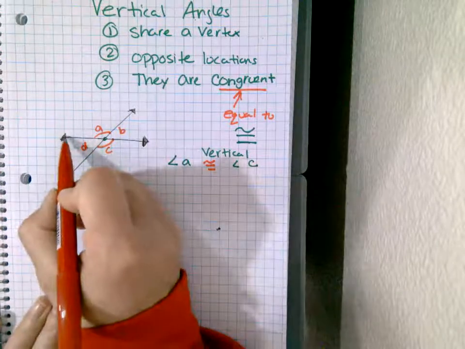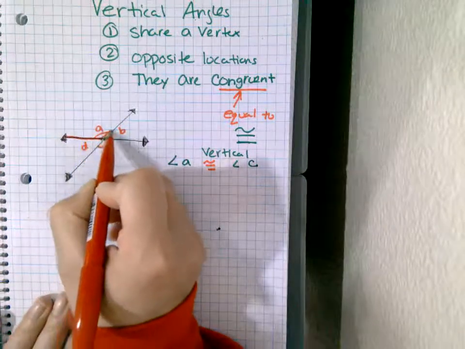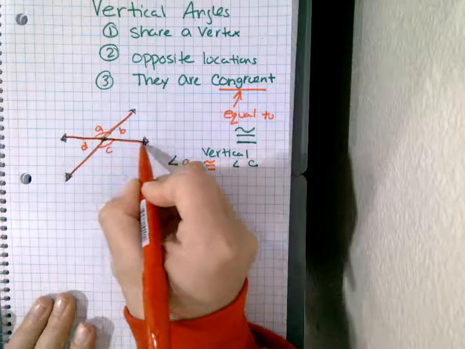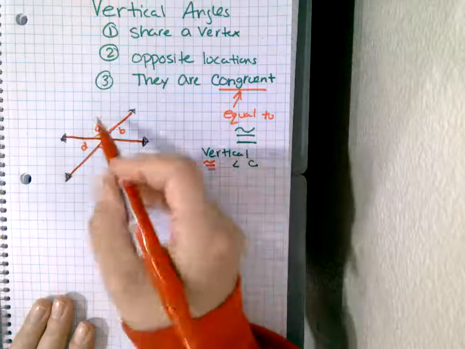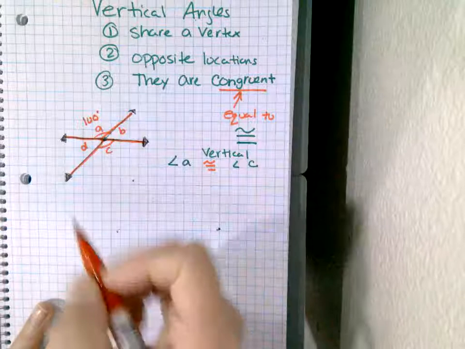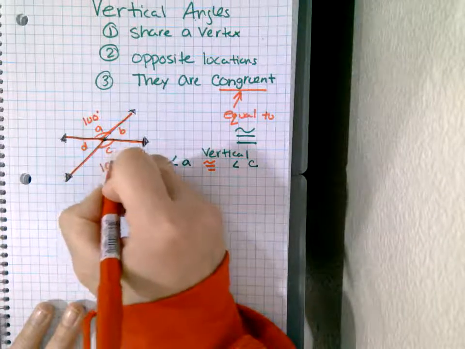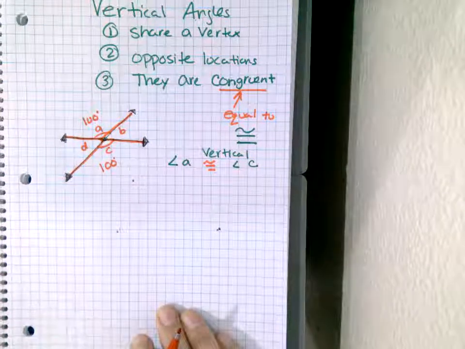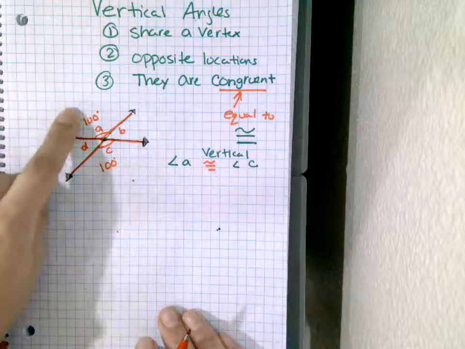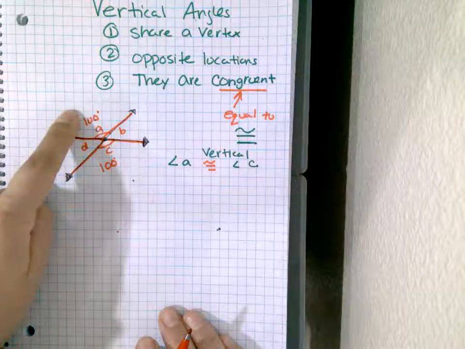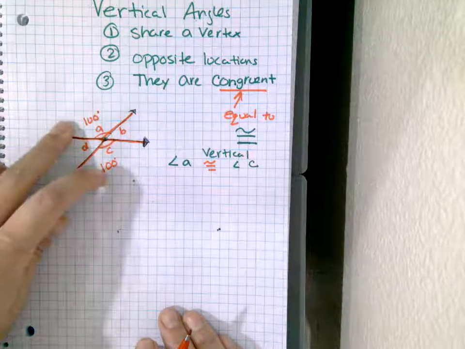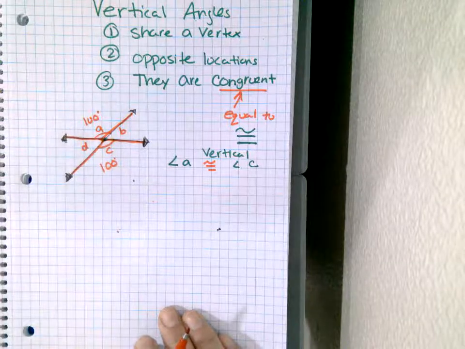If I were to highlight angle A with my red marker here, and then highlight angle C, you would feel that you're drawing the same angle. Like it's the same thing. If angle A is 100 degrees, then that means angle C is also 100 degrees. That's why we like vertical angles, because vertical angles are equal to each other. So if A is vertical to C and A is 100, then that means C is 100. They're both equal because they're vertical. Okay?